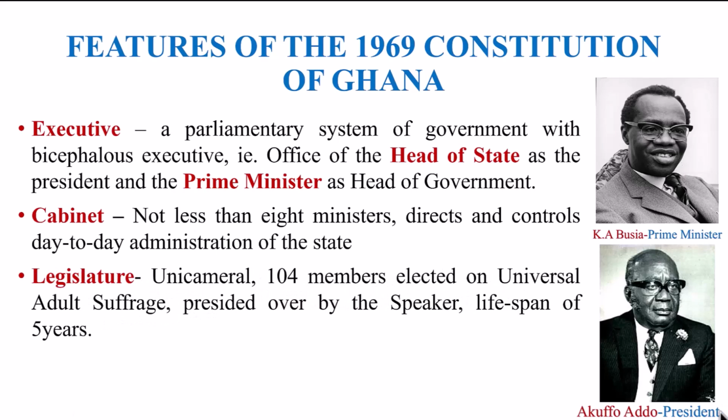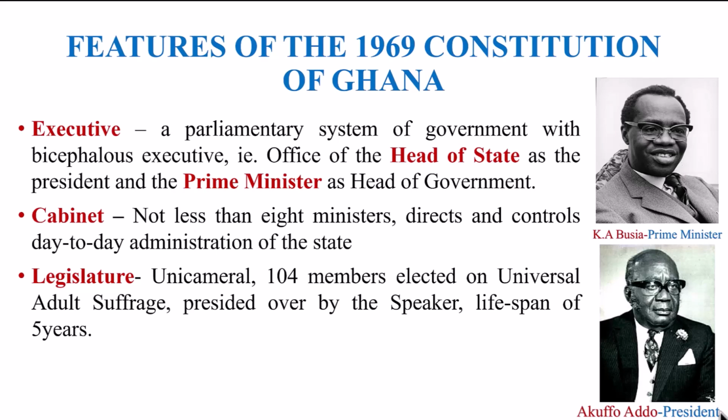The next feature of the 1969 Constitution also has to do with the legislature. All right. Now, the Constitution provided for the setting up of a unicameral legislature to be known as the National Assembly or Parliament, with membership of 104 elected by secret ballot based on universal suffrage. Now, the legislature was to be presided over by the Speaker, who was to be elected by the members of Parliament. The Speaker may come from within or outside Parliament. Now, the members of Parliament were to be elected in single constituencies with a lifespan of 5 years.